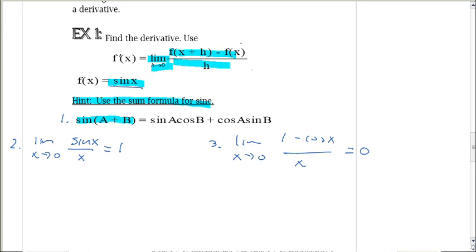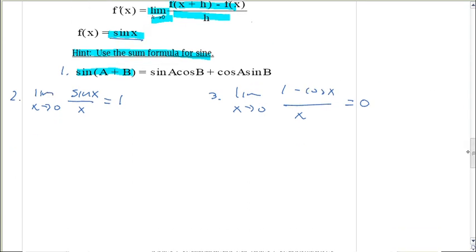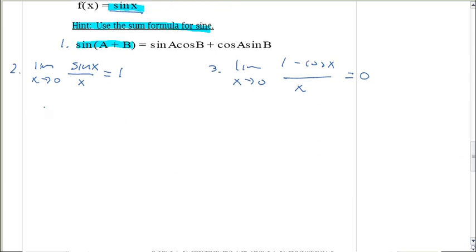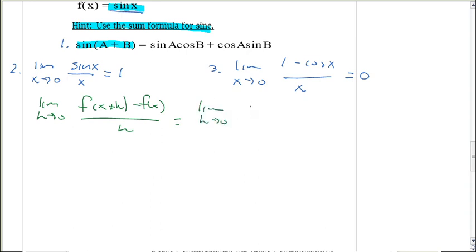So let me grab Mr. Green and then we'll give it a go. Alright, so I'm going to plug into the definition of a derivative. The definition in this case looks like this: the limit as h approaches 0 of f of x plus h minus f of x all over h. And so if I do that, I basically get this: the limit as h approaches 0 of sine of x plus h minus sine x all over h.